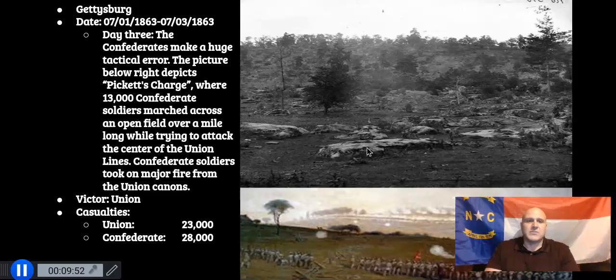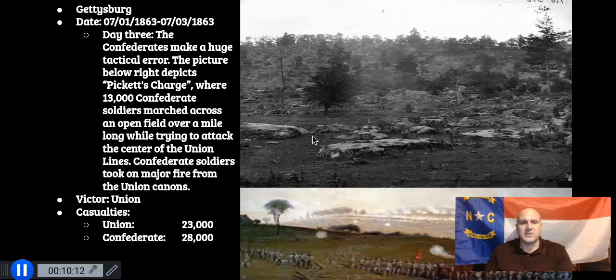Day 3. Day 3 is a big day. This is the day that the Confederates and Robert E. Lee make a huge strategical error, tactical error. This is a day of Pickett's Charge, where 13,000 Confederate soldiers attack the heart of the Union line and get slaughtered, literally slaughtered. Look at these casualties.